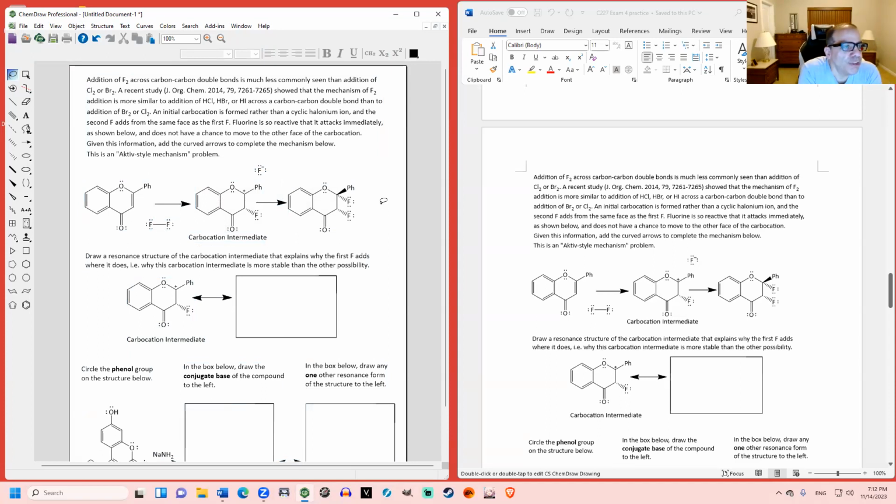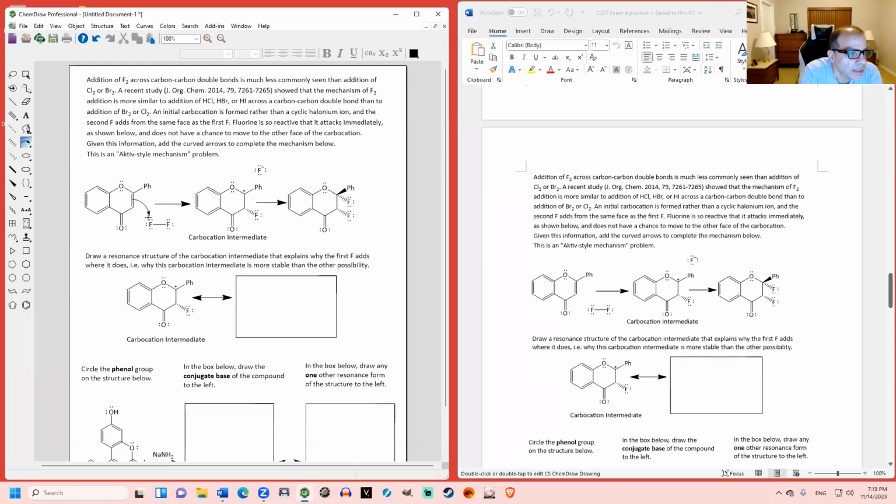This one comes with some explanation. Addition of F2 across carbon-carbon double bonds is much less commonly seen than addition of Cl2 or Br2. And this journal article showed that the mechanism of F2 addition is more similar to addition of HCl, HBr, or HI than to addition of Br2 or Cl2. You do get a carbocation, and the second fluorine adds from the same face as the first fluorine. And all we're asked for here is the mechanism arrows. So it says the mechanism is like addition of HCl, HBr, or HI.